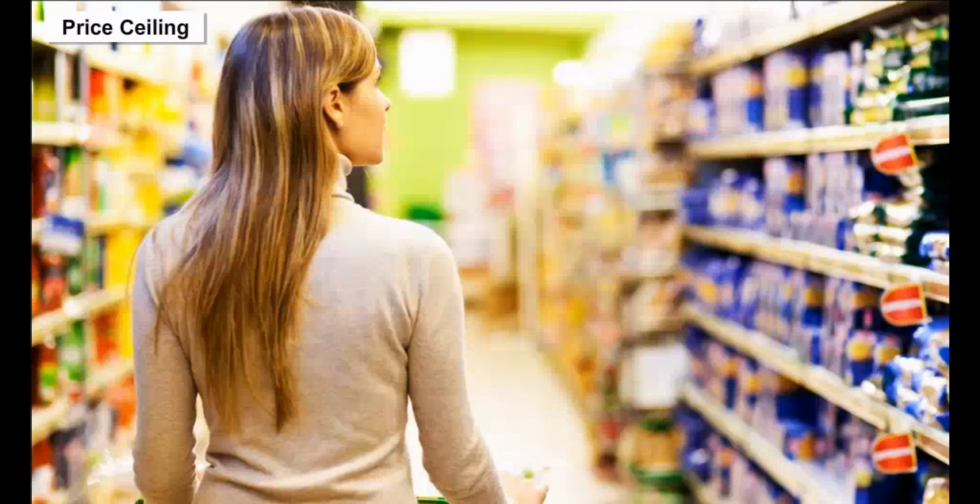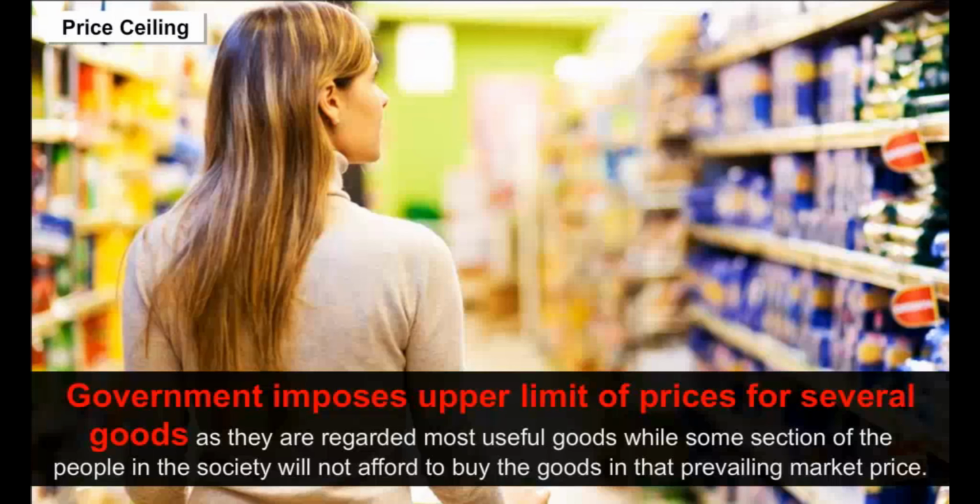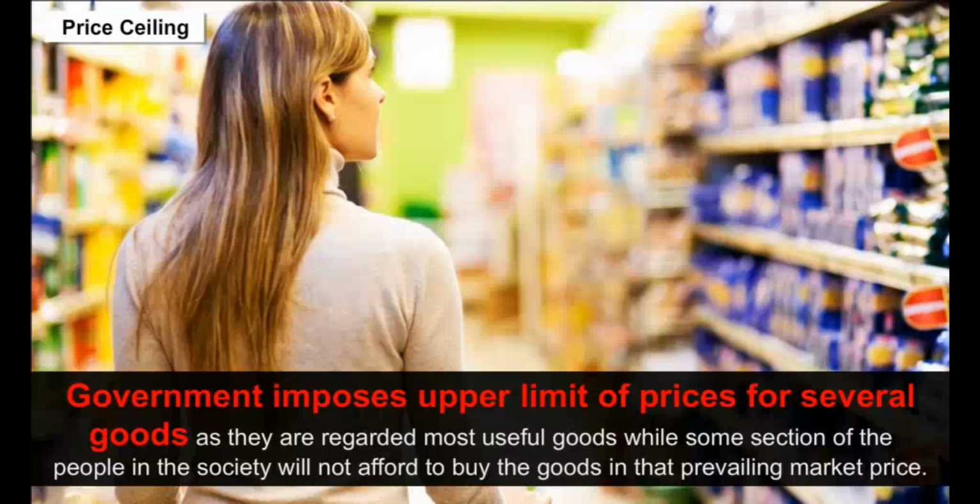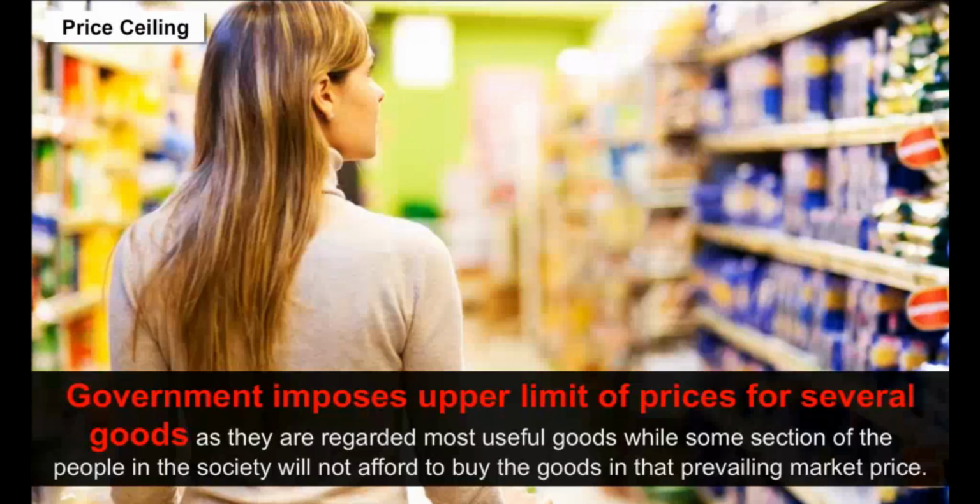Price ceiling. Government imposes an upper limit on prices for several goods, as they are regarded as most useful goods, while some sections of the people in society will not be able to afford to buy the goods at the prevailing market price. When the government tries to regulate the price, it sets it lower than the equilibrium level of the market, but the demand remains constant.